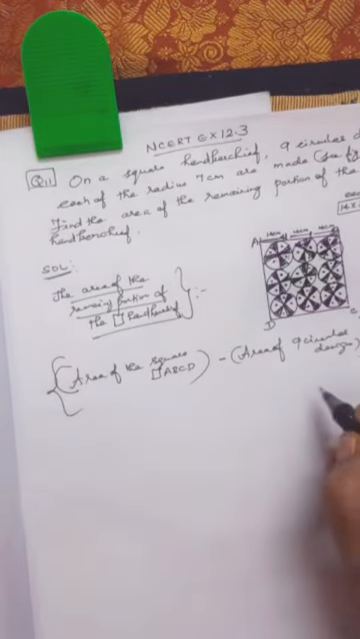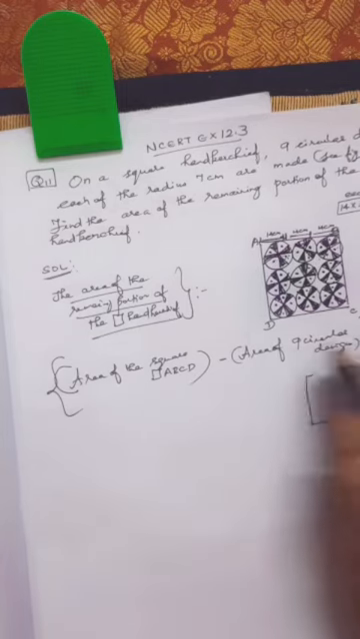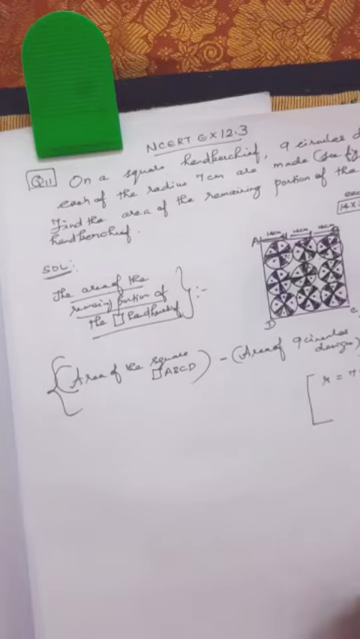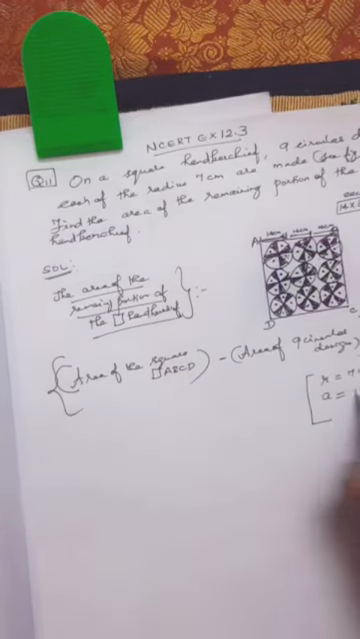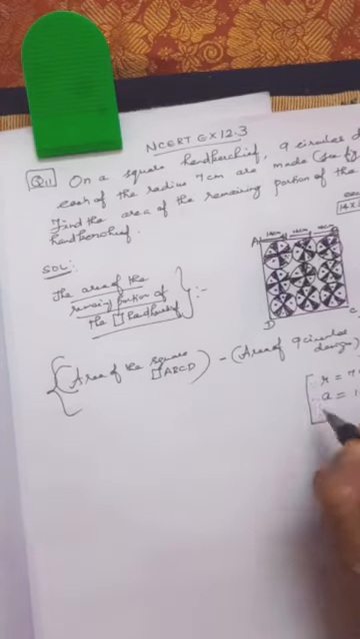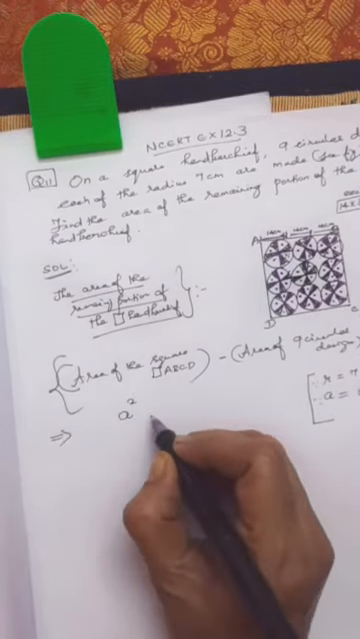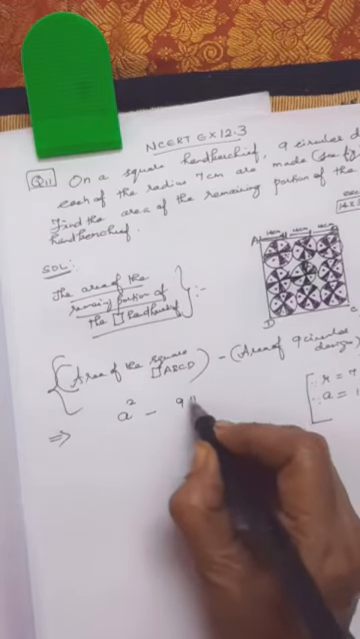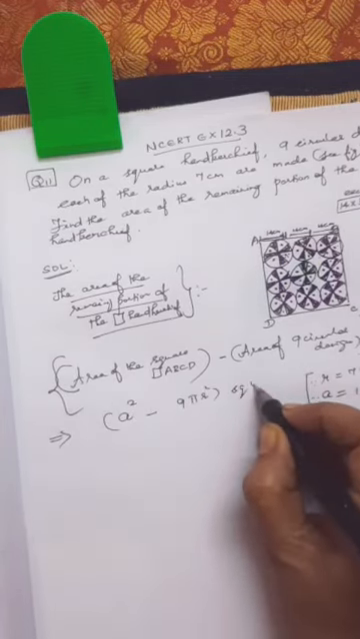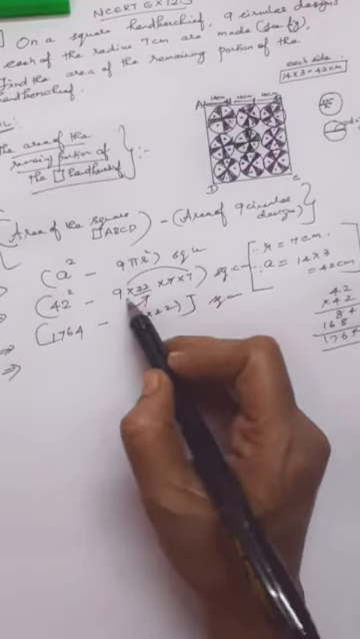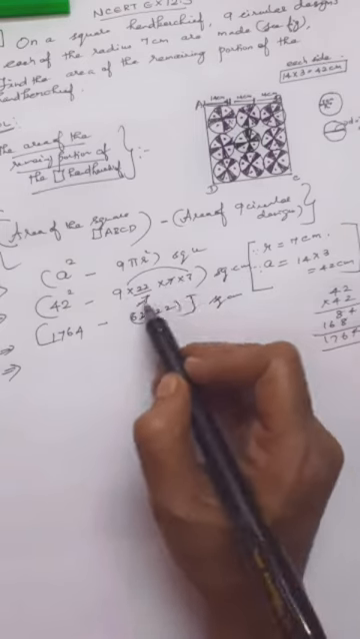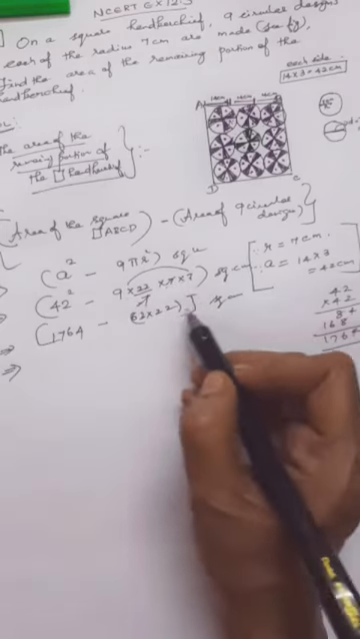Now let us list down the radius of the circular design. Radius equal to 7 centimeter, and a, that is the side of the square, is 14 into 3, equal to 42 centimeter. So let us write: a squared minus 9 pi r squared square unit. What is a squared? a squared is 42 squared, and 9 pi r squared is 9 into 22 by 7 into 7 into 7. 7 gets cancelled. So 9 sevens are 63 into 22.